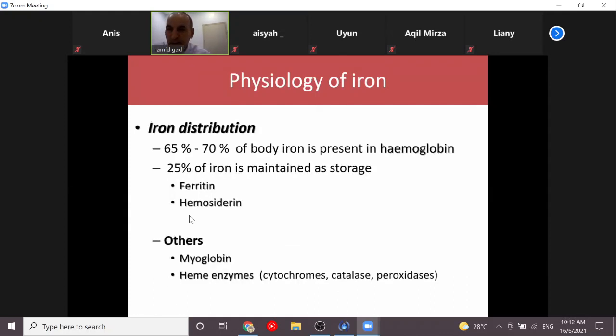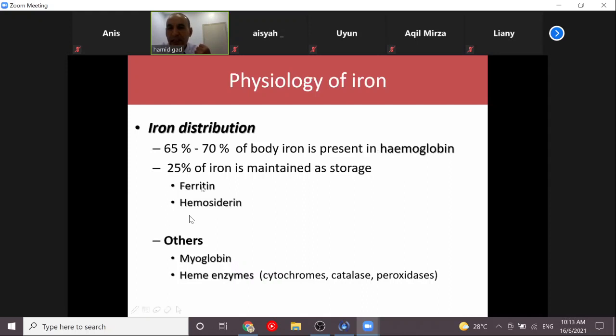After absorption, iron is distributed in the body, the most important being hemoglobin. Most of the iron we absorb goes to the hemoglobin. So it goes to the bone marrow, and in the bone marrow it enters the red blood cells to produce hemoglobin. Around 70% of the body iron is present in the hemoglobin. The rest is stored as ferritin or hemosiderin, especially in the liver and the spleen, which we can use when there is iron deficiency.